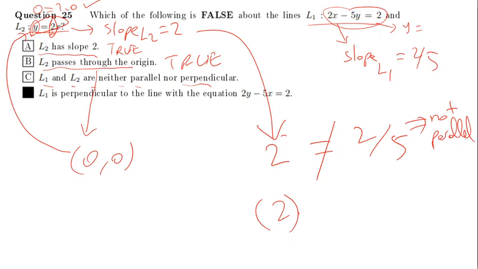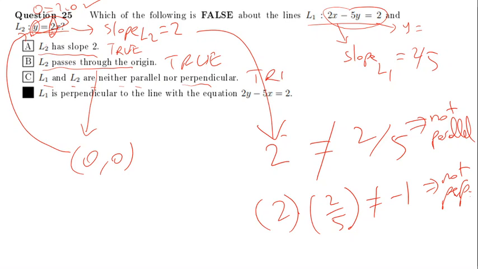And the product of the slopes is not equal to -1, so they're not perpendicular. So this is also true. The only thing false here should be this one, and we can check it.